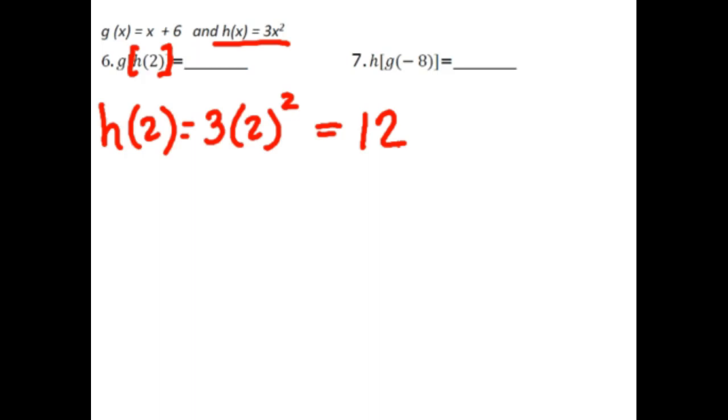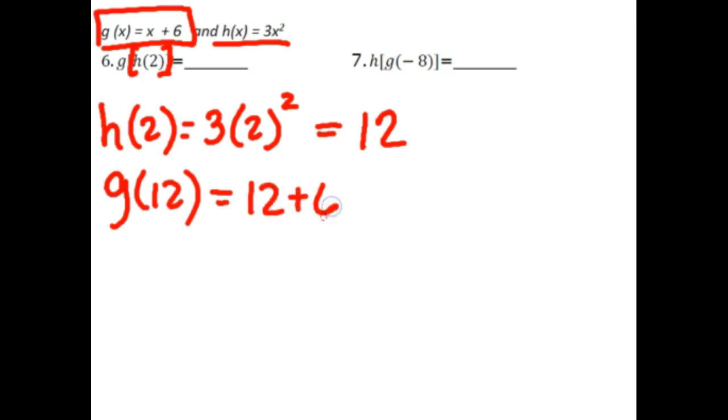And then, because this is a composite, you take that 12 and put it into the function called g. The function called g is x plus 6. In place of that x, I'm going to put a 12, because that tells me to substitute in 12. And the final answer is? And so the 18 goes up here in the answer blank as the final answer. You do first one function and then another function.